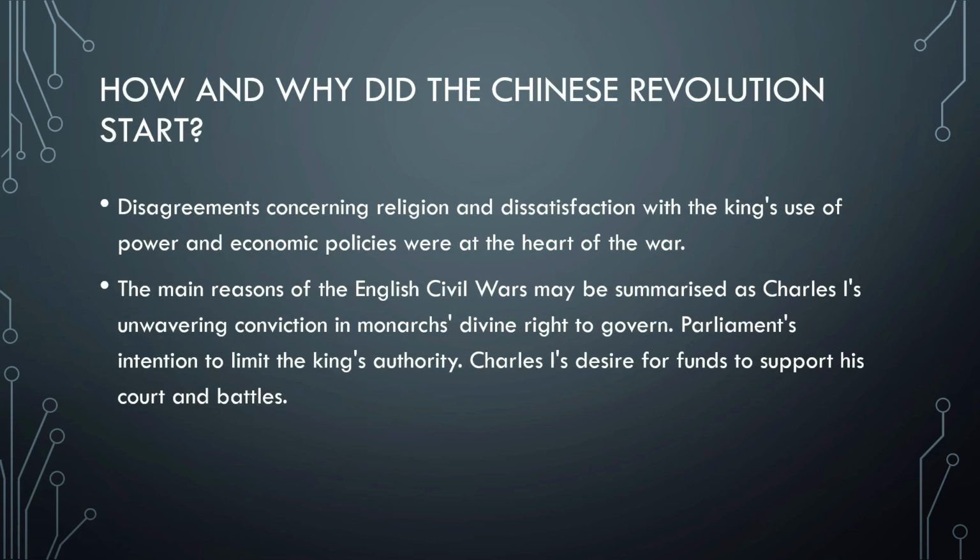How and why did it start? Disagreements concerning religion and dissatisfaction with the king's use of power and economic policies were at the heart of the war, and the main reasons of the English Civil Wars and the revolution were summarized as Charles' unwavering conviction in monarchs' divine right to govern, Parliament's intention to limit the king's authority, and Charles' desire for funds to support his court and battles.